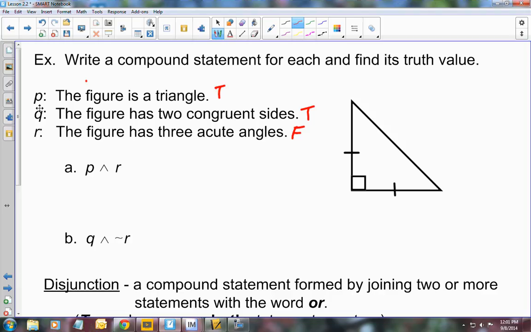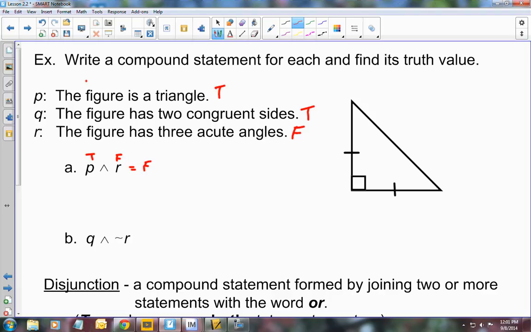Now I'm going to look at how they want me to put them together. I want P and R. What is the truth value for P? True. And truth value for R? It's false. So what is the truth value for P and R? It's false.